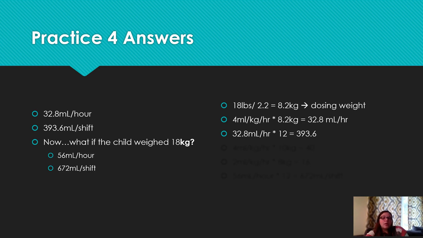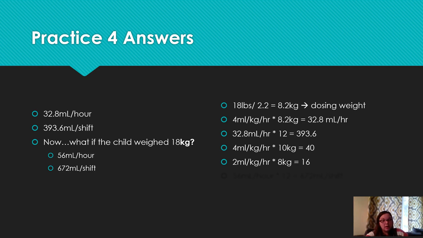Now, if the kiddo weighed 18 kilograms, we're going to do 4 mLs per kg per hour times the first 10, 2 mLs per kg per hour times the remaining amount, since it's less than 10, so that's 8. So then you have to add 40 and 16. You're getting 56 mLs per hour for that kiddo times the 12 for your shift. That gives you 672 mLs per shift. Okay, it's a very simple calculation to plug in once you wrap your mind around it.